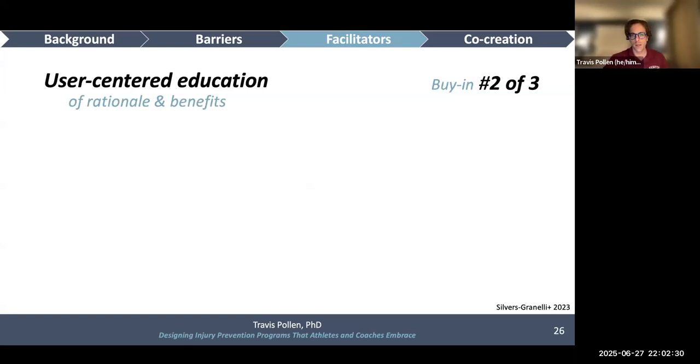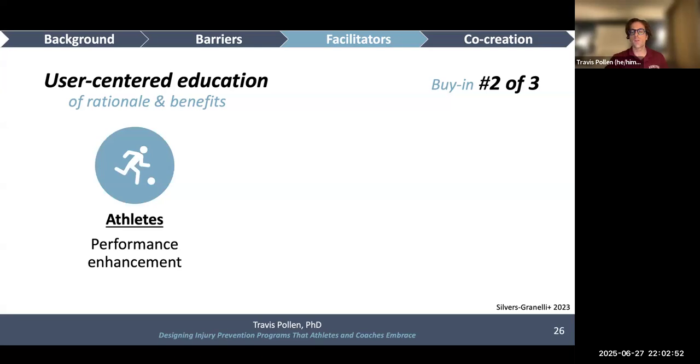The next buy-in related facilitator is providing education in a user-centered way about the rationale and benefits of the program. So again, this is going to counter that skepticism and disinterest. We need to emphasize what each stakeholder actually wants and provide education in terms of the benefits they care about, speaking their language in the process. So for athletes, this means focusing on how injury prevention programs are going to improve their performance. So we can tell athletes that injury prevention programs have been shown to increase their vertical jump, help them run faster, get them stronger, improve their balance, and so on.